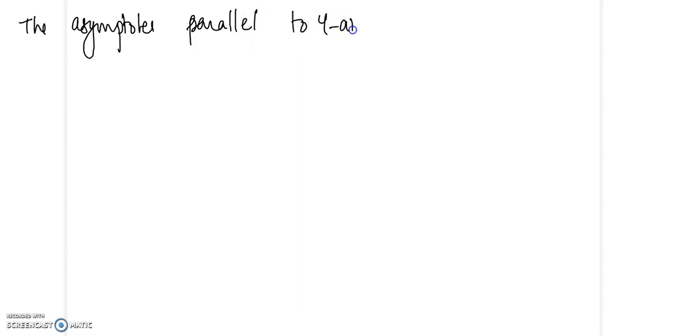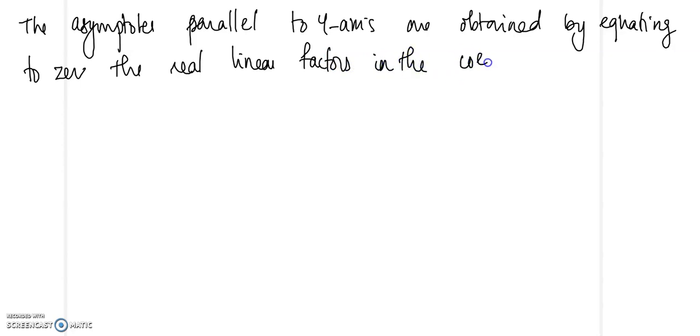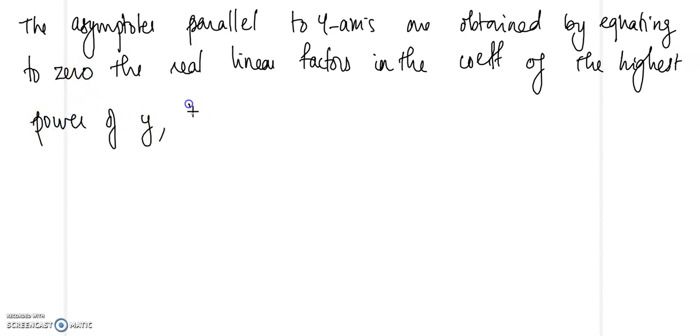So let us summarize what we have seen. The asymptotes parallel to the y-axis are obtained by equating to 0 the real linear factors in the coefficient of the highest power of y in the equation of the curve.